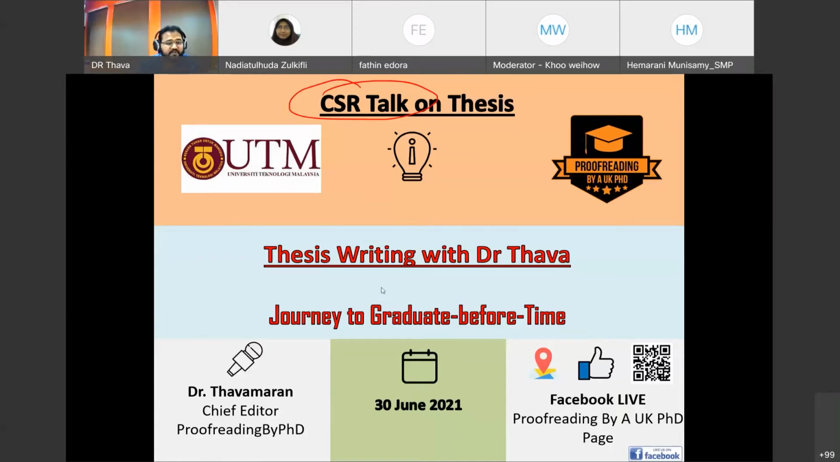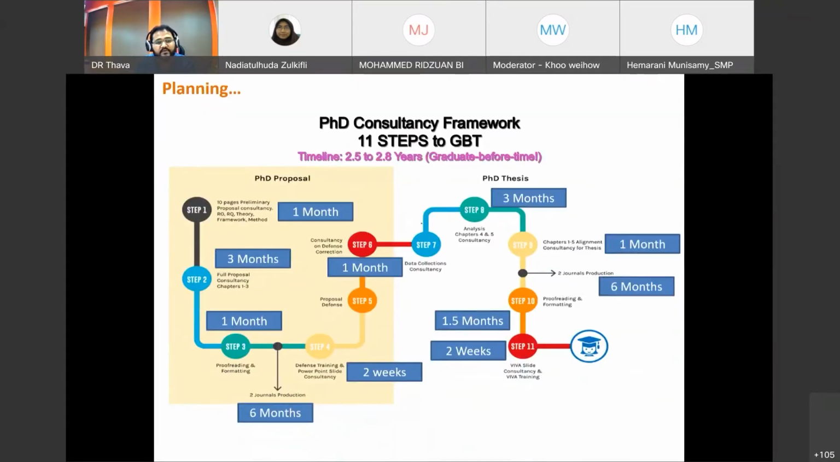So let's get started. Today we're going to look at my journey to graduate before time and some of the essential tips when it comes to thesis writing. This is my own design, my own diagram. I call it 11 steps to graduate before time.